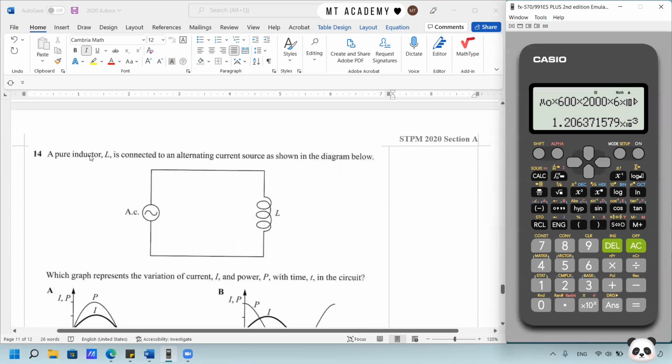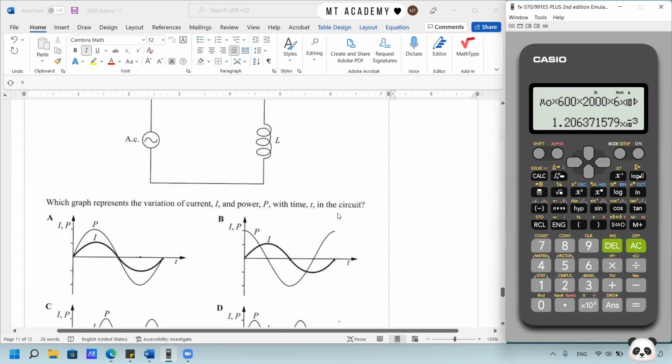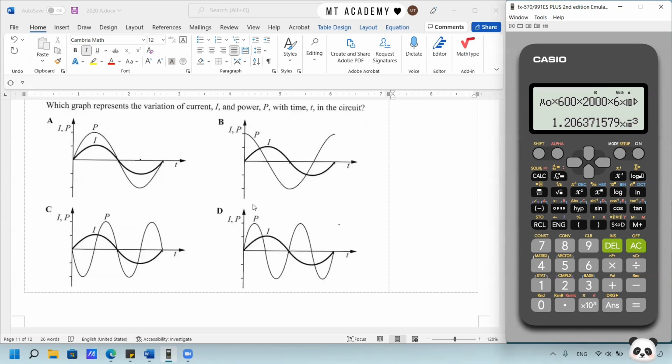A pure inductor L is connected to an alternating current as shown in the diagram. So this is a pure inductor circuit. Which graph represents the variation of the current and the power with time in the circuit? For answers A, B, C, and D, we can see that all the currents are sine waves, and you should be clear that the voltage across the inductor is leading the current. So if I is a sine wave, the voltage should be a cosine wave.